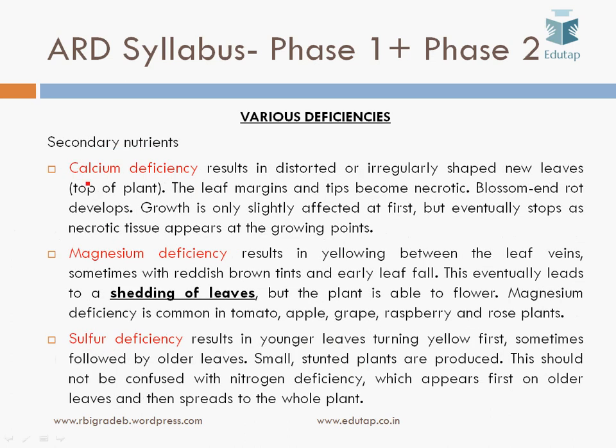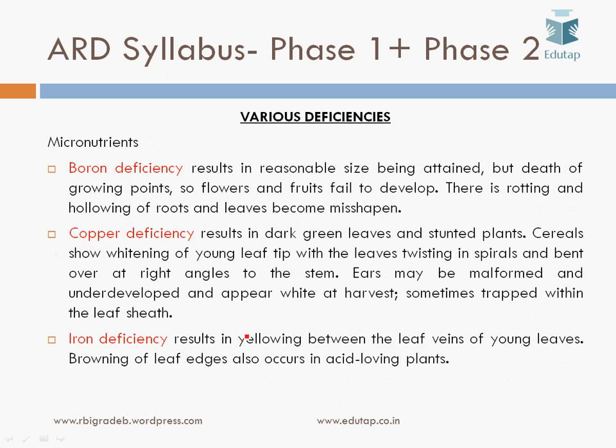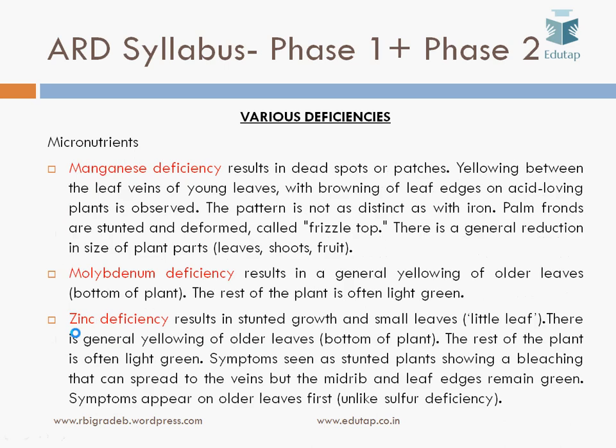So when we come to secondary nutrients, we talk about calcium, magnesium, and sulfur. The deficiency of calcium results in distorted or irregularly shaped new leaves. Magnesium deficiency leads to shedding of leaves. Sulfur deficiency results in younger leaves turning yellow first, sometimes followed by older leaves. And among micronutrients, we come to boron, copper, iron, right, apart from manganese, molybdenum and zinc.